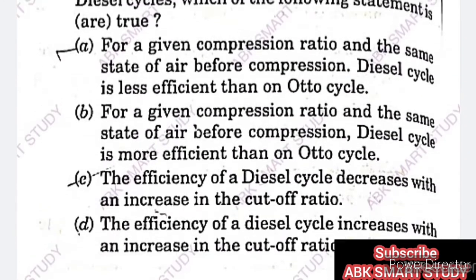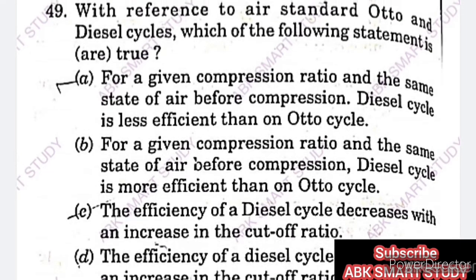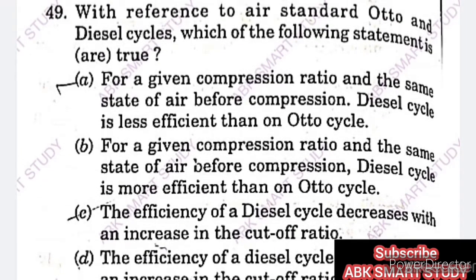Next question: with reference to air standard Otto and diesel cycle, which of the following statements are true? So here four statements are given with reference to Otto and diesel cycle. So which are true? Statement 1 is, for a given compression ratio and the same state of air before compression, diesel cycle is less efficient than Otto cycle. So option 1 is correct.